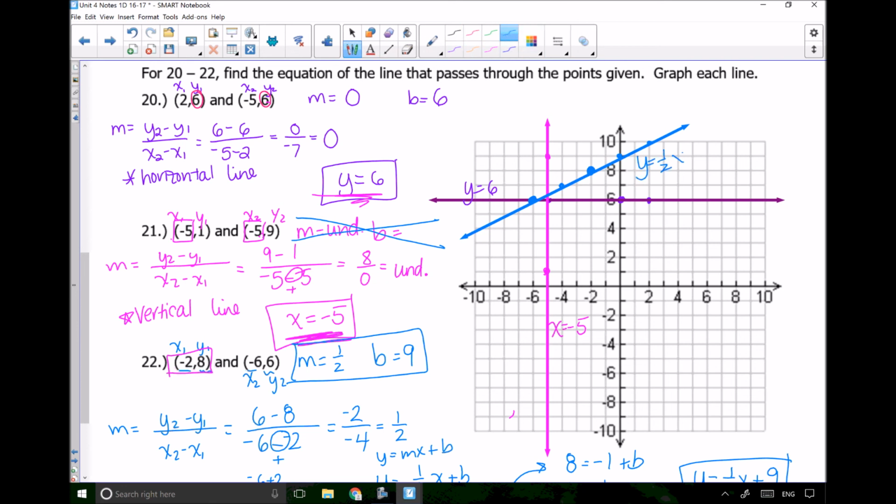And if you notice again, it was not a vertical or horizontal line because none of the x or y values matched, or none of the x or y values were the same.